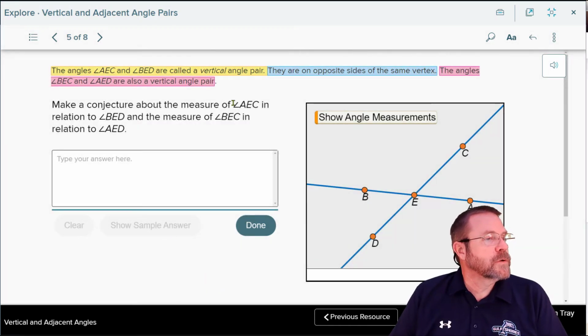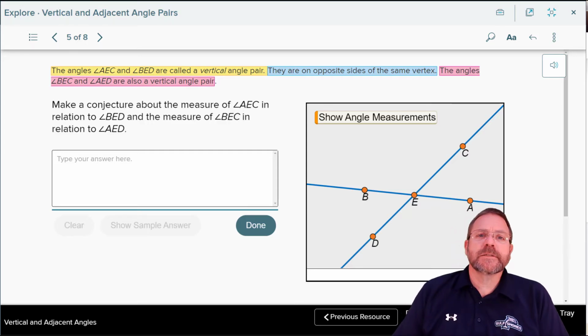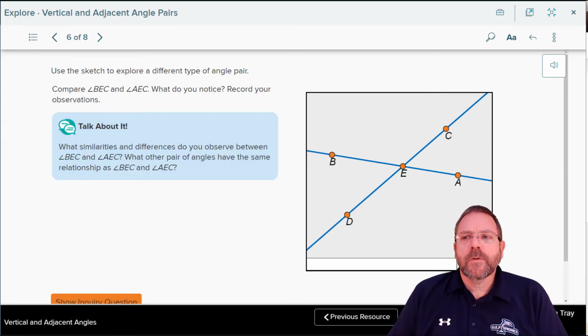So we can make a conjecture about these angles here, and that is that angles on the opposite sides of the vertex when you have 2 intersecting lines are going to be congruent. Of course, congruent is nothing more than a fancy word for equal. They're going to be the same size. Next, we're going to compare some more angles.